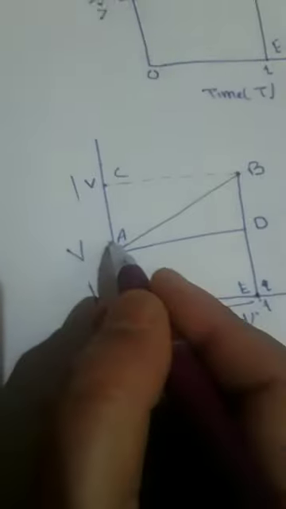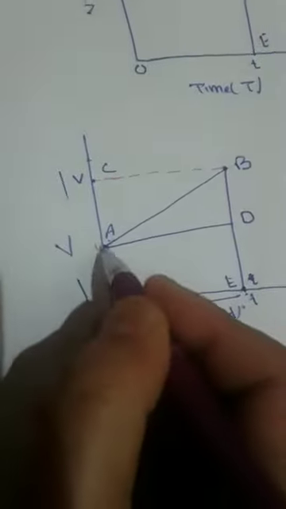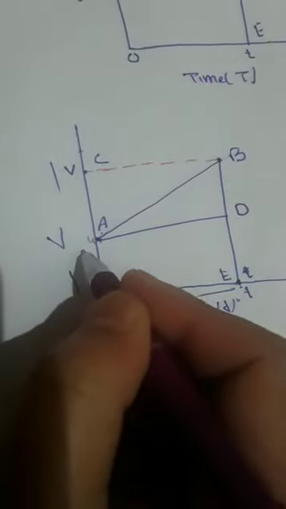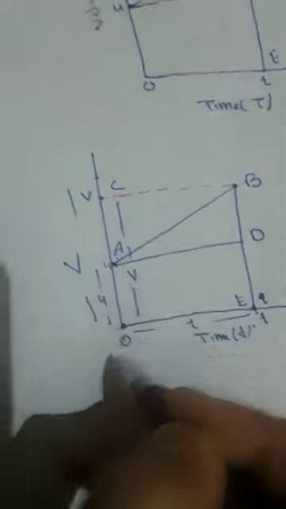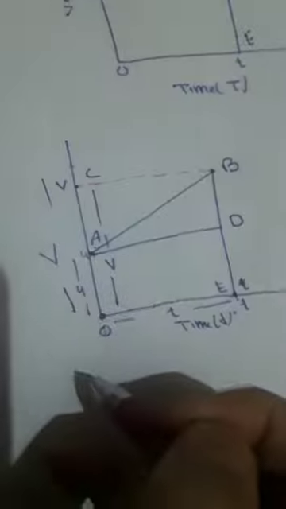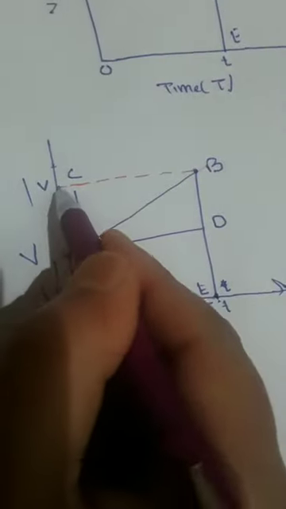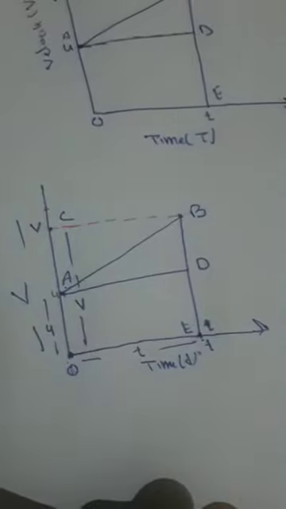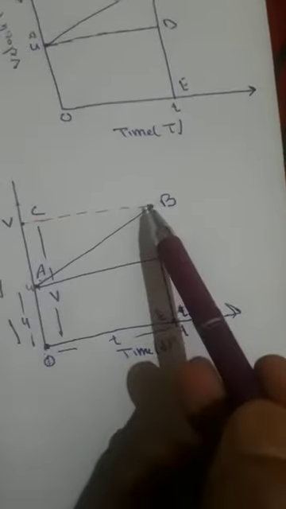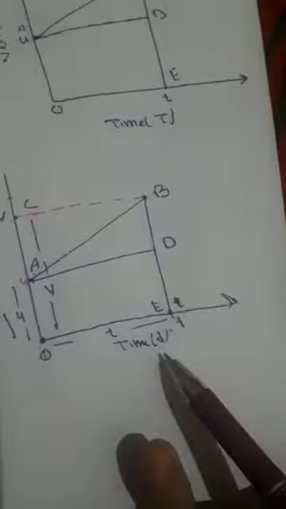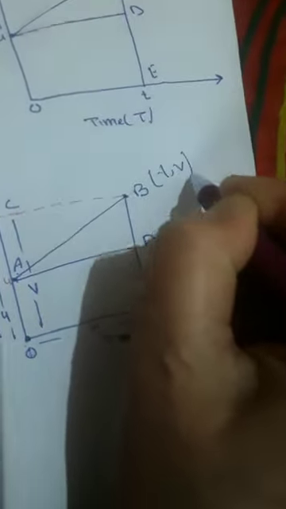From 0 to A, this is the velocity coordinate. The velocity is u. From here to here, the velocity is equal to v. From 0 to C, the velocity is v. This is the final velocity v. Every point has two coordinates, the time coordinate and the velocity coordinate. If you write t, v here, it means the time coordinate is t and the velocity coordinate is v.